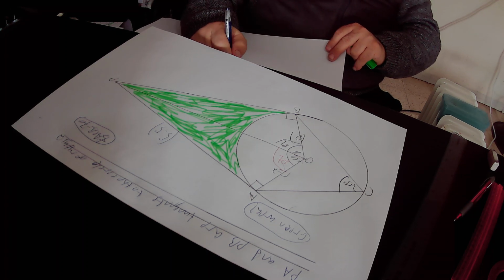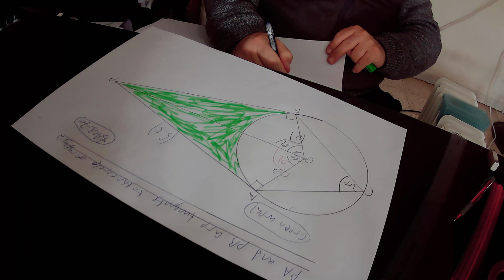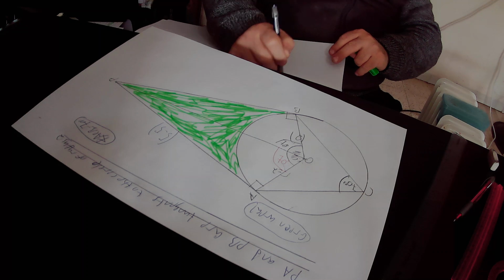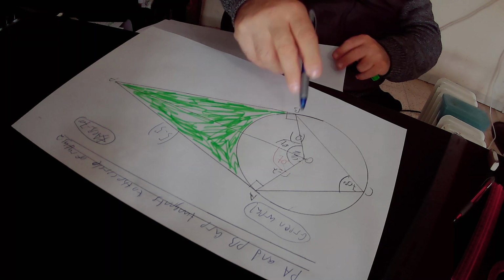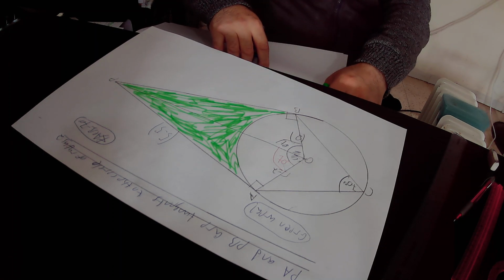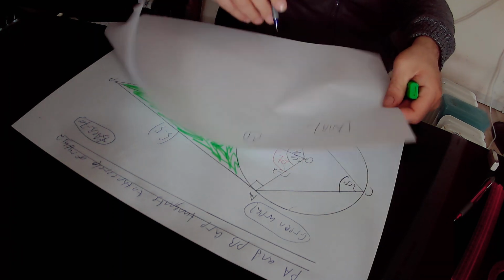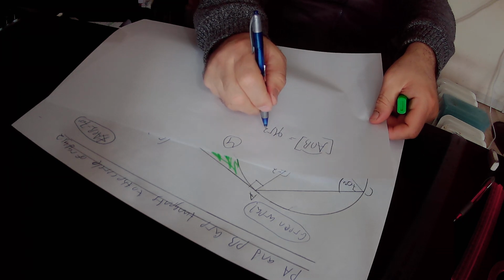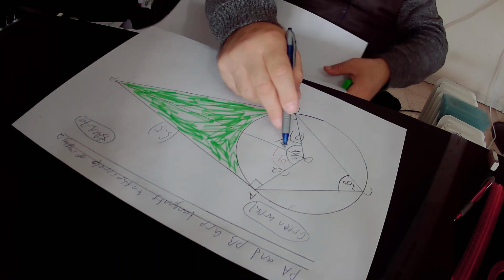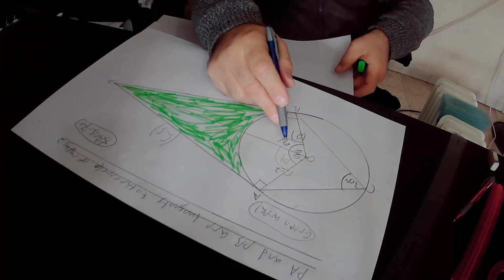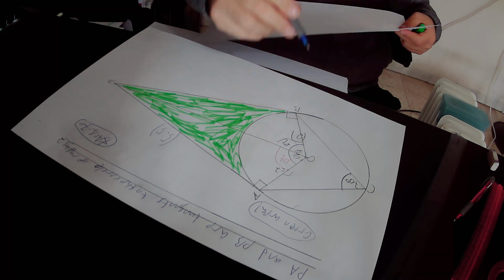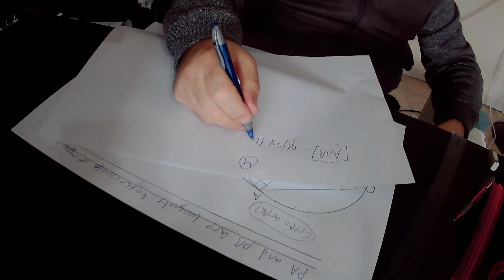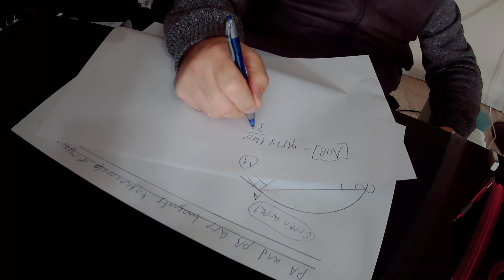So what is the area of sector AOB? The area of sector AOB equals the area of the circle that contains the sector, that is actually pi r square, times the angle between the legs of the sector, that is 140 degrees. Here, this angle equals 140 degrees over 360 degrees.